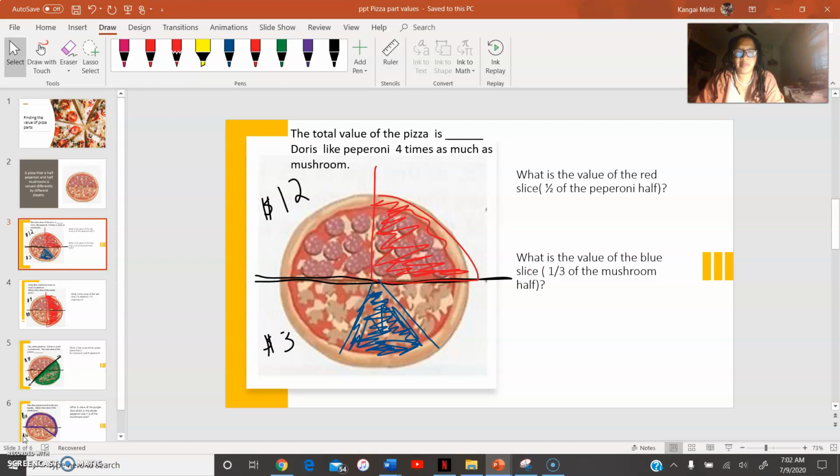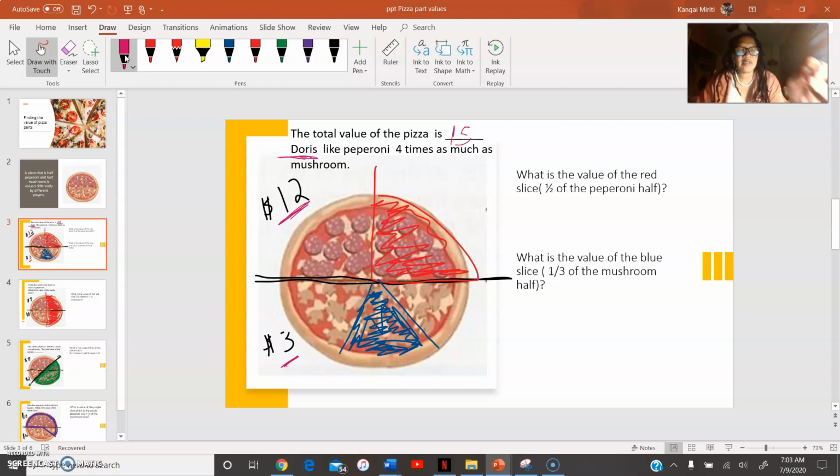So take a look. There's our pizza. It's kind of cut up, got a lot of markings on it. Let's talk about what's going on here. This picture represents how Doris values this pizza. First of all, she likes pepperoni 4 times as much as she likes mushroom. The pepperoni side is worth $12 for her, while the mushroom side is worth $3. So we can tell she likes pepperoni more than mushroom from the number values. And the total value of this pizza is $15 if you put that 12 and that 3 together.